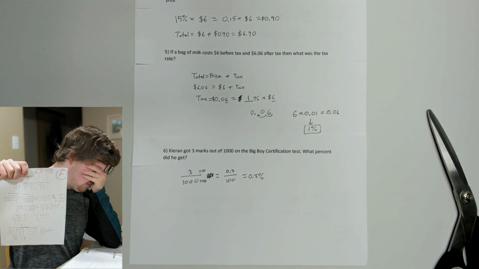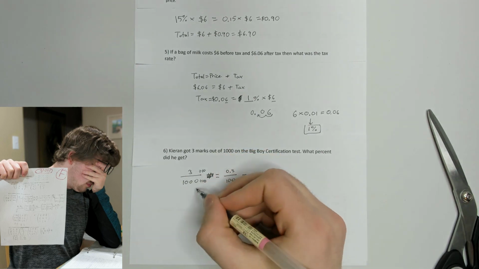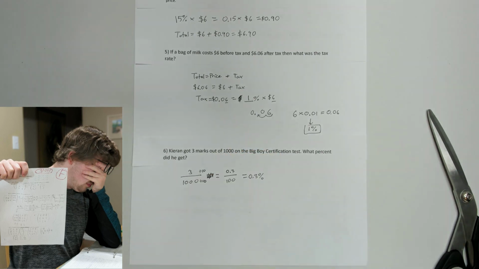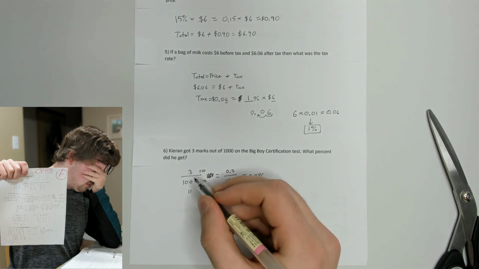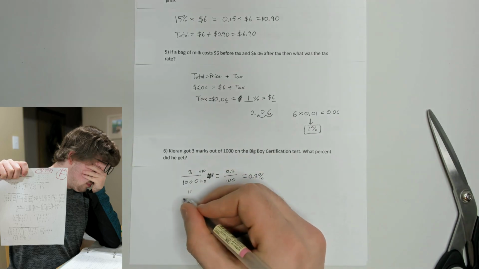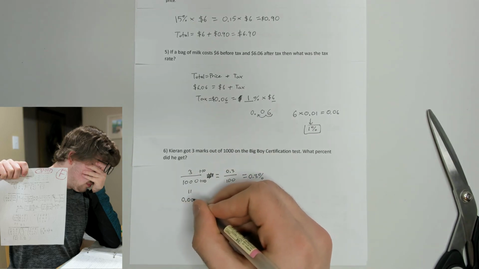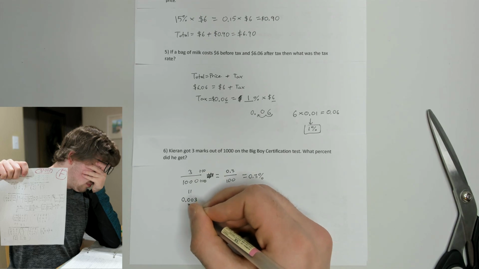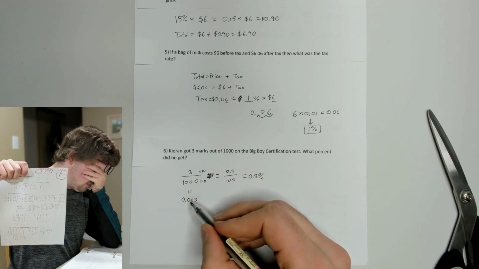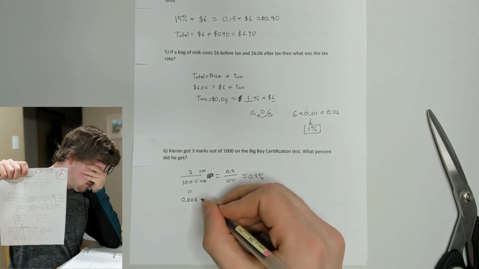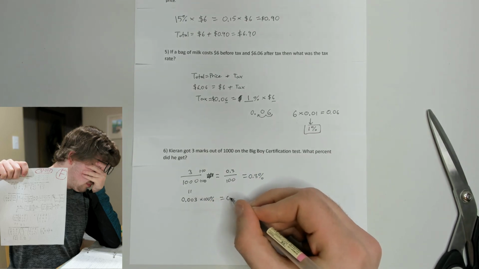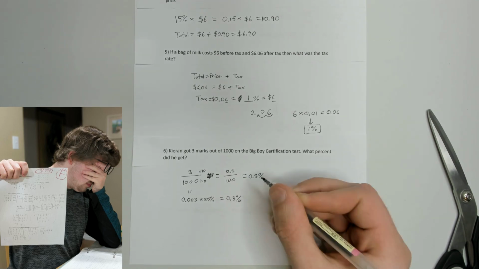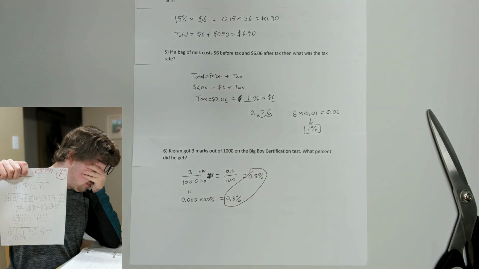So we got 0.3% on the test. If you wanted to do this a different way, we could do 3 divided by 1,000, right? A fraction is still division. Dividing by 1,000 would slide our decimal over 3 places, so we would get 0.003, right? The decimal was slid over 3 times. And then converting this into a percent, we multiply by 100%, which slides the decimal back 2 more places, which takes us to 0.3%. So either way, we get 0.3%.